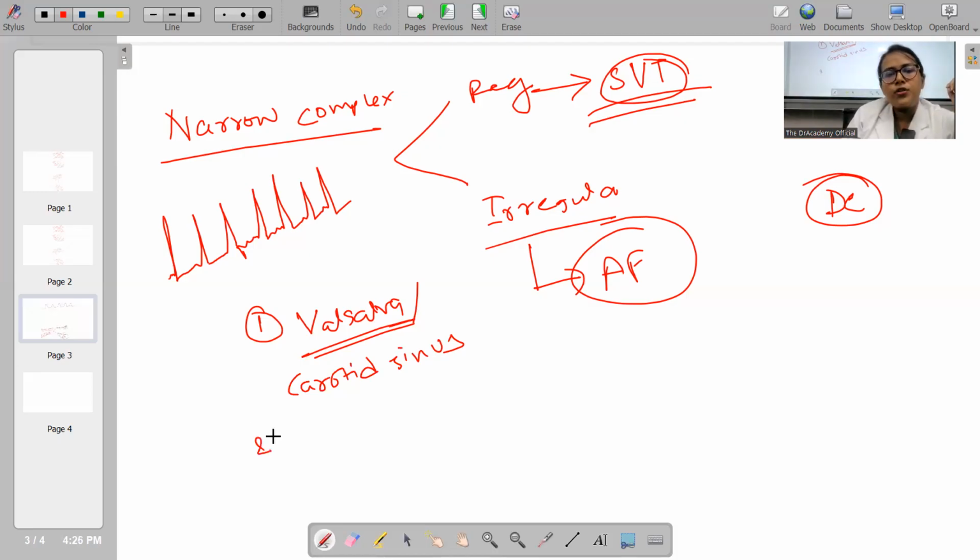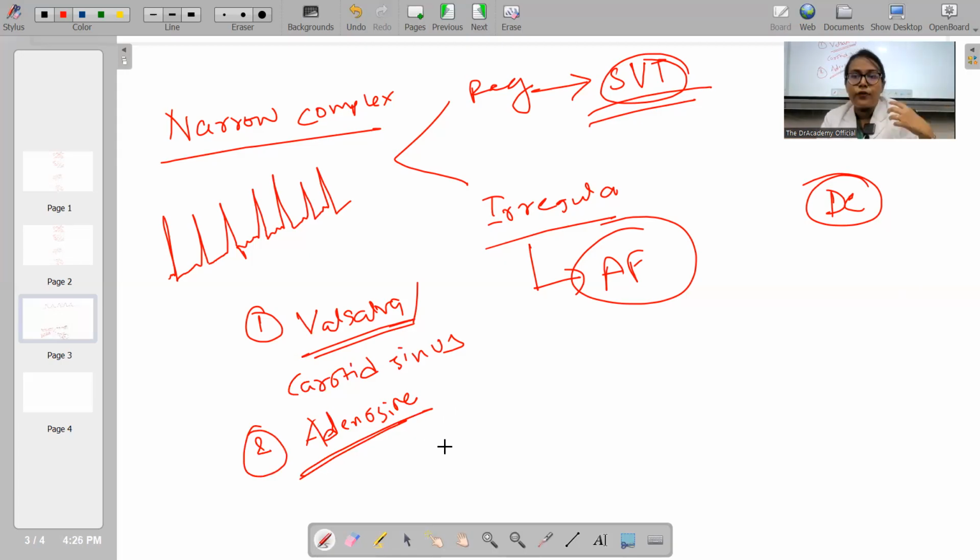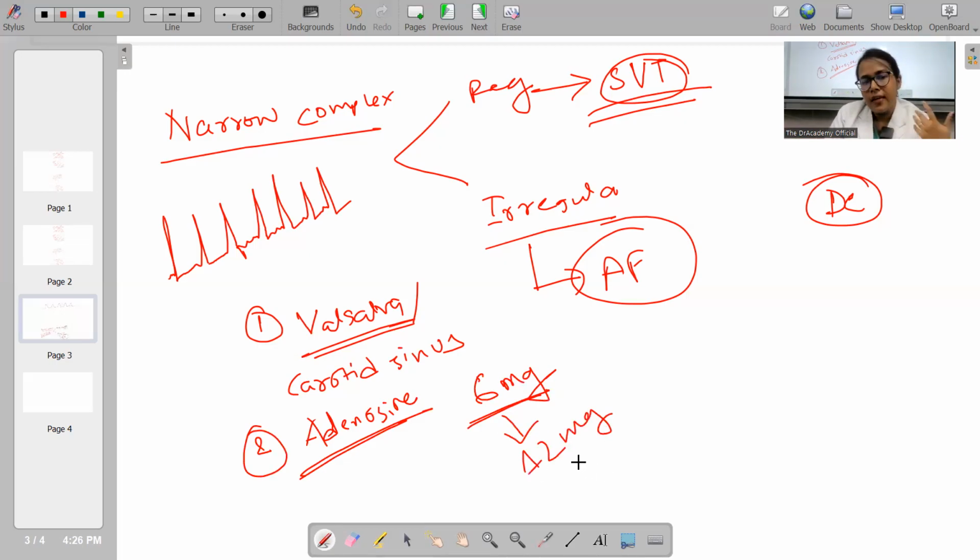thing to do. Number 2 is you can administer adenosine. Adenosine actually has a very short acting life. It lasts for maybe several seconds to several minutes. So you should give the loading dose of adenosine, which is 6 milligram. If the patient is still having SVT, go for double dose, which is 12 milligram. If the patient is still having SVT, then you can give 12 milligram again, okay? So this is 6, 12, 12.